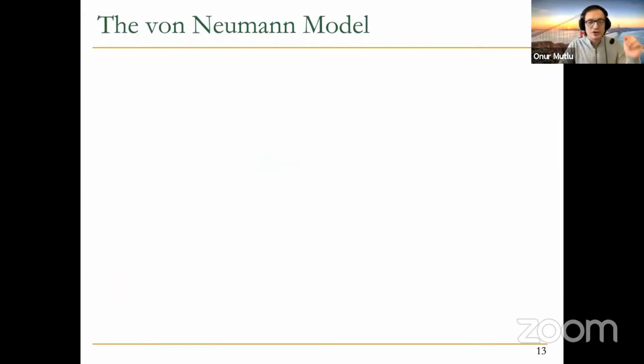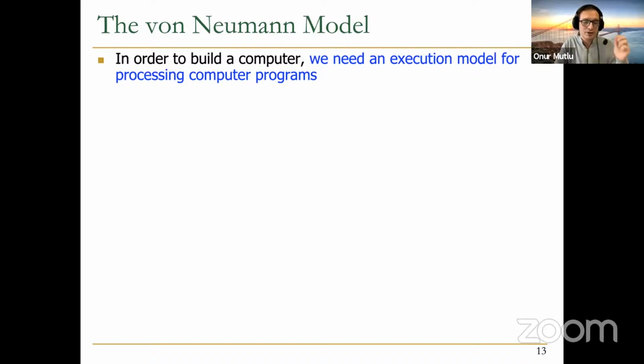Okay, now let's go into the von Neumann model. In order to build a computer, we also need an execution model of processing computer programs. So you have the computer program. What do you do with it, right? Now you need to actually have a model that enables you to process computer programs. Now there are multiple models, as we will see later on. We're starting with the von Neumann model, which has been the most successful model over decades and decades.